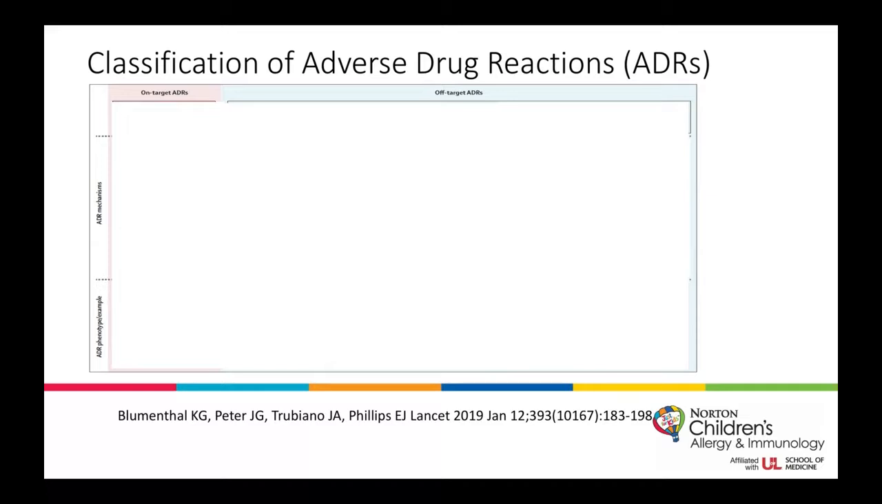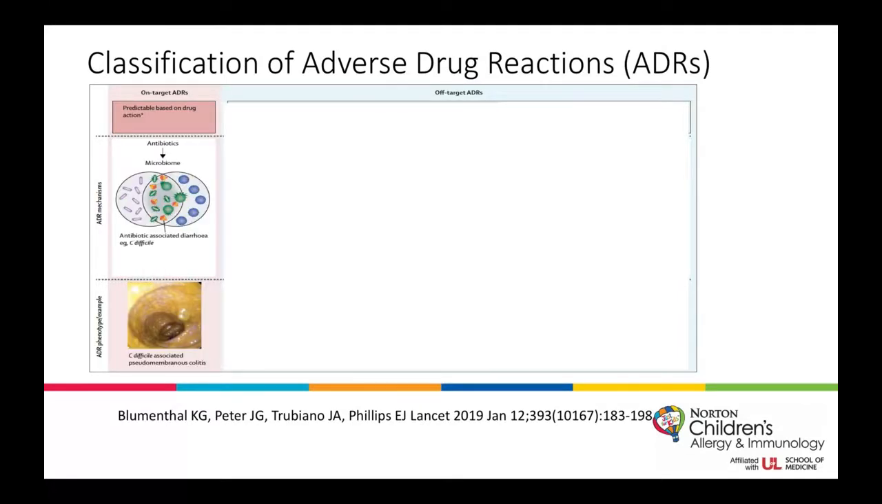We're going to go over a little bit about the classification of adverse drug reactions. So you all may have learned in medical school or even in residency, initially, it was called type A and type B reactions, which is predictable and unpredictable. As our mechanistic understanding of adverse drug reactions improves, we have moved away from those definitions, and now we have classified this into on-target and off-target adverse drug reactions.